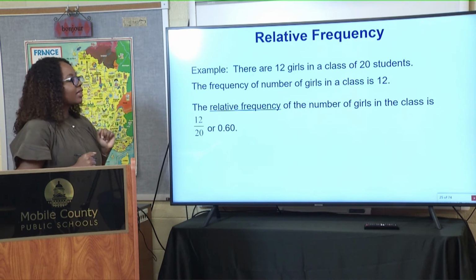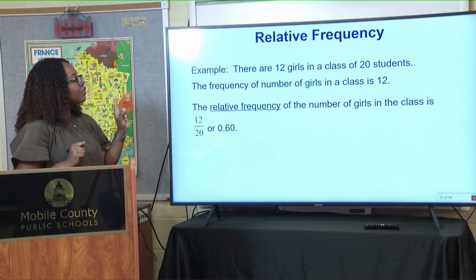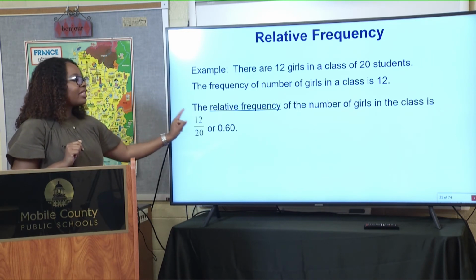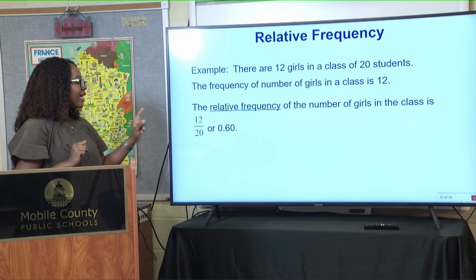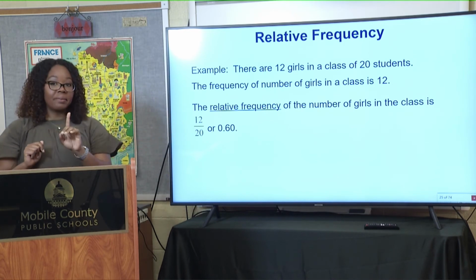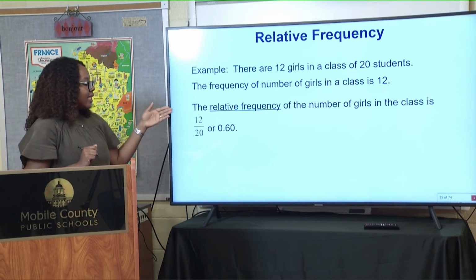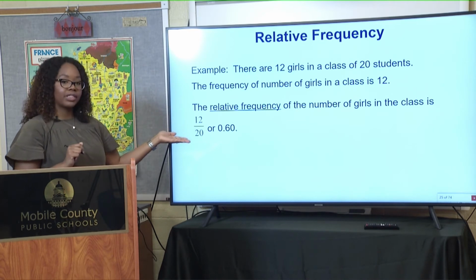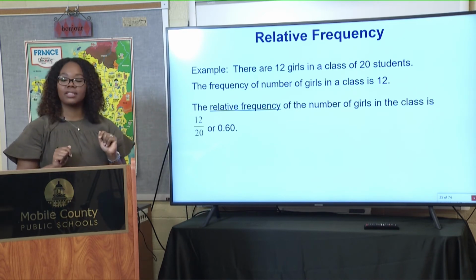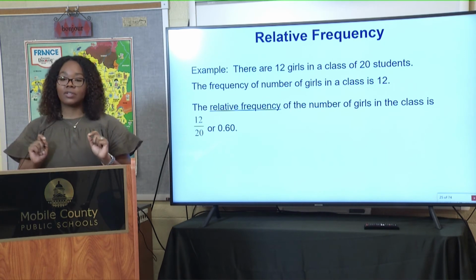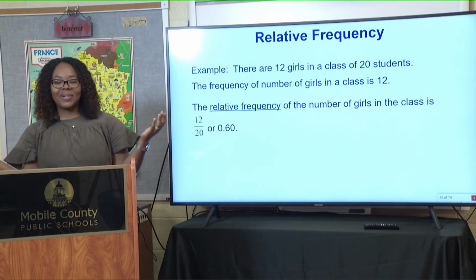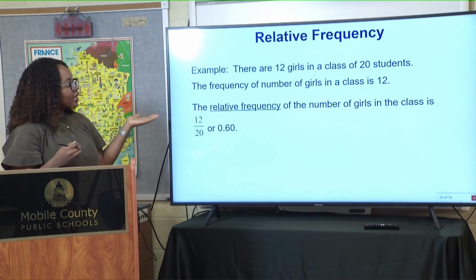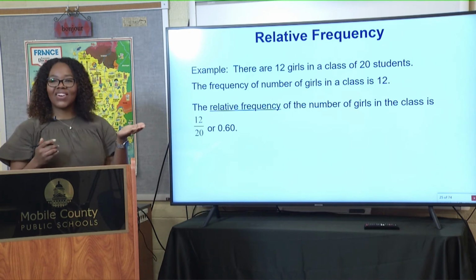There are 12 girls in a class of 20 students. The frequency of the number of girls in the class is 12. The relative frequency of the number of girls in the class is 12 to 20. Remember, relative frequency is the amount to how many total. So we have a 12 to 20 ratio, the number of girls to the total number of students, which can be converted to the decimal 0.60, and we know that 0.60 as a percent is 60%. So we can state that 60% of the students in this class are girls.